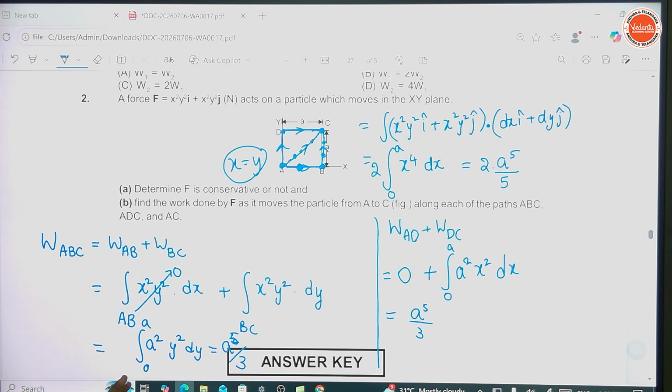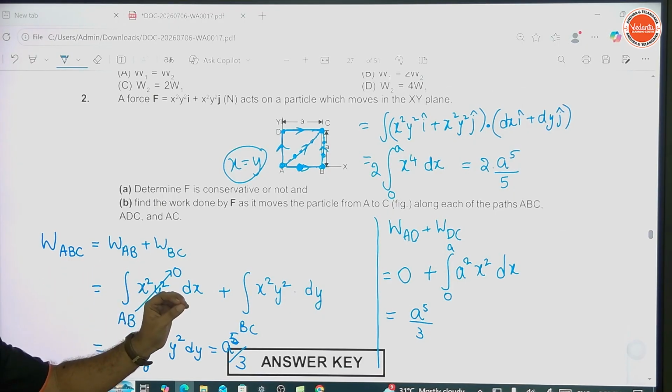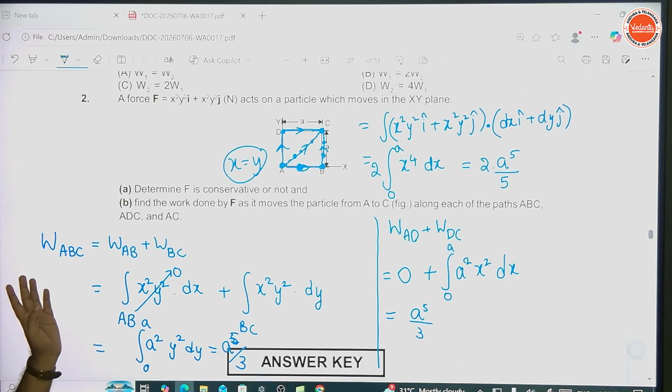Right? If work done is the same along any random path you take, that means all the paths you take between the initial and final points, then you can conclude that it is a conservative force. Is that clear? Right.